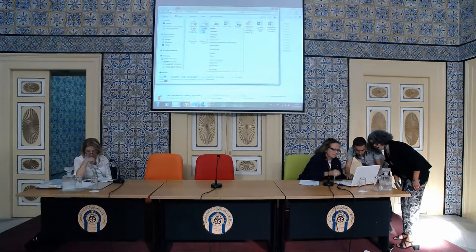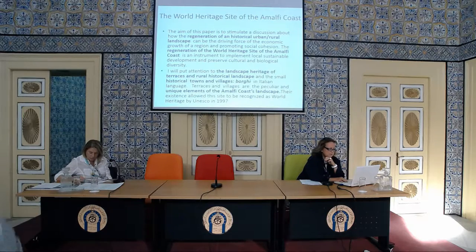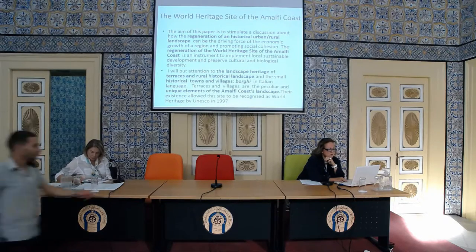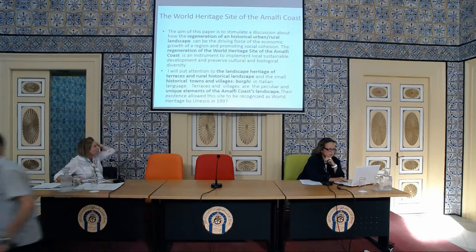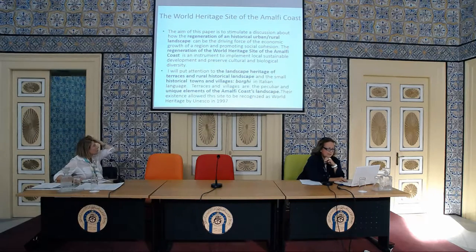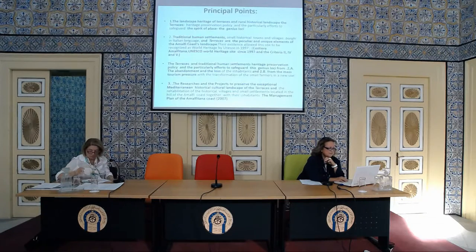The landscape heritage of the terrace. This is a rural historical landscape and small historical towns and villages, in Italian, borghi. Terrace and the village are the peculiar and unique elements of the Amalfi Coast landscape. Their existence allowed this site to be recognized as World Heritage by UNESCO in 1997.